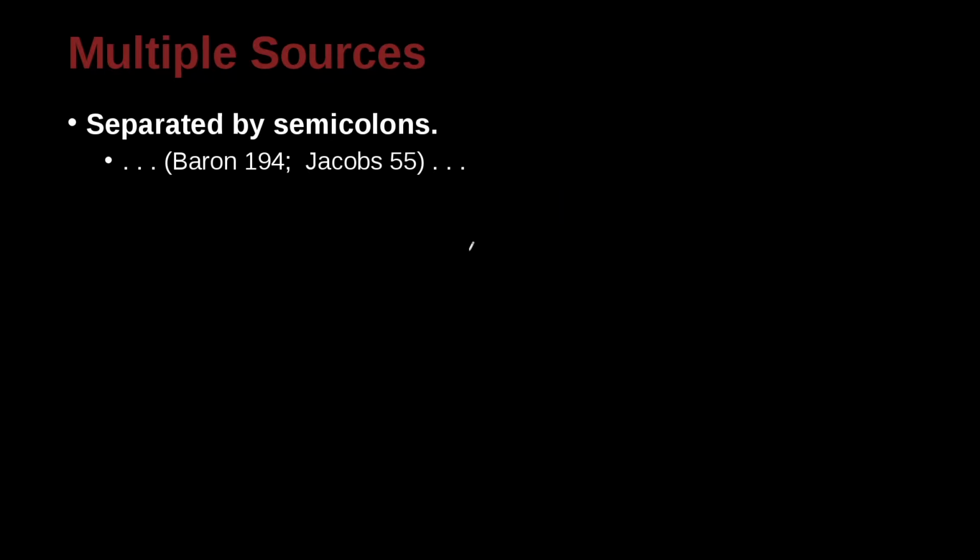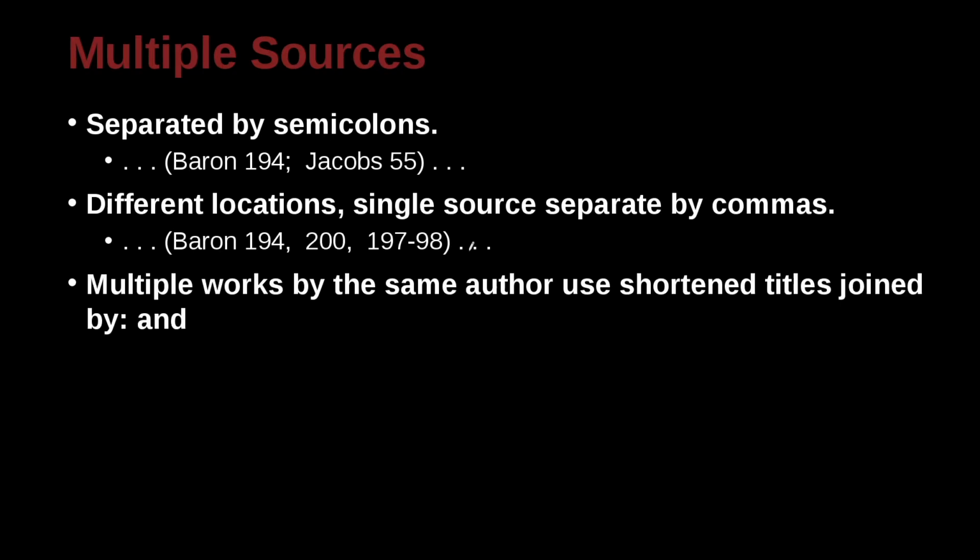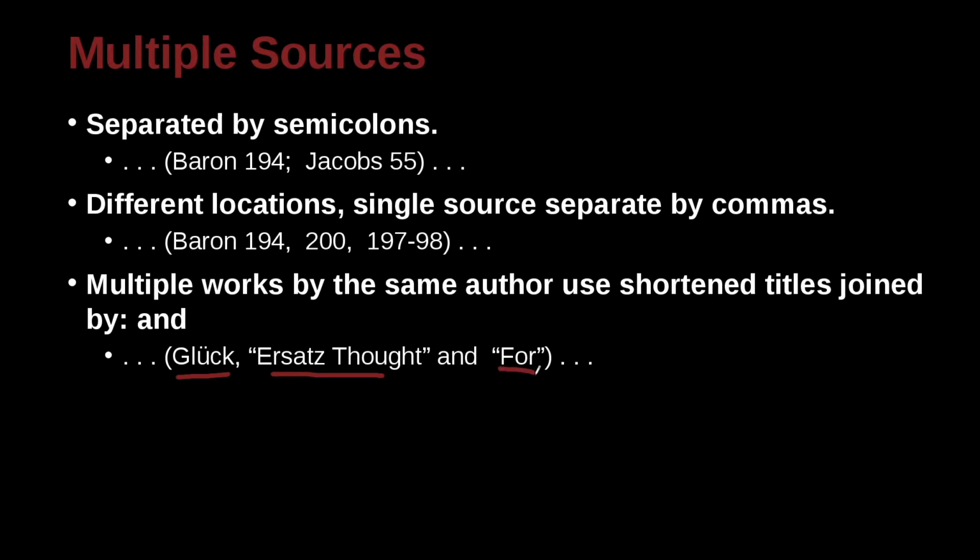What if it's not the same source? What if there are different sources? Multiple works by the same author. Author used shortened titles joined by the word and. So for example, this is the author. This is one paper. This is another paper. These are 2 different papers.